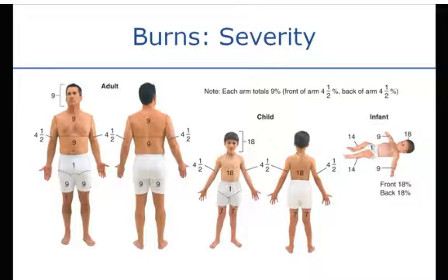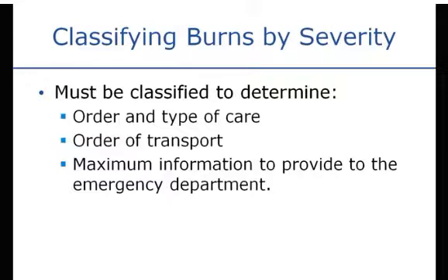So, you can use the rule of nines, but perhaps one of the easiest ways of determining the percentage of body surface area burned is a rule of palms. The patient's palm size, not their hand size, but their palm size, is equal to 1% of their body surface area. So if the burn is greater than 10 of their palms, regardless of whether it's first, second, or third degree, that is considered a big burn.